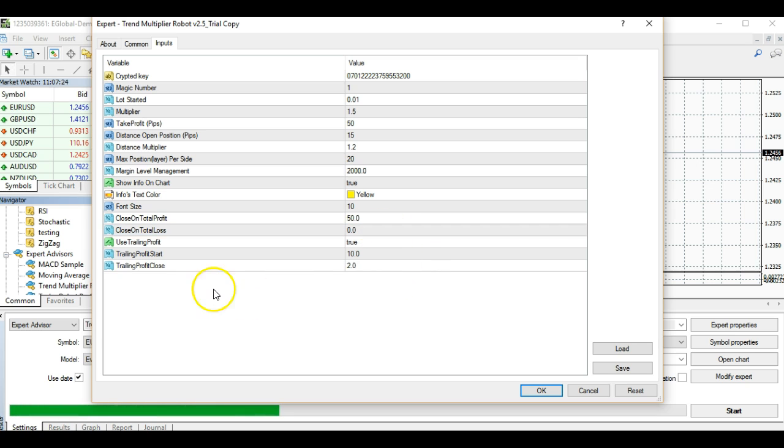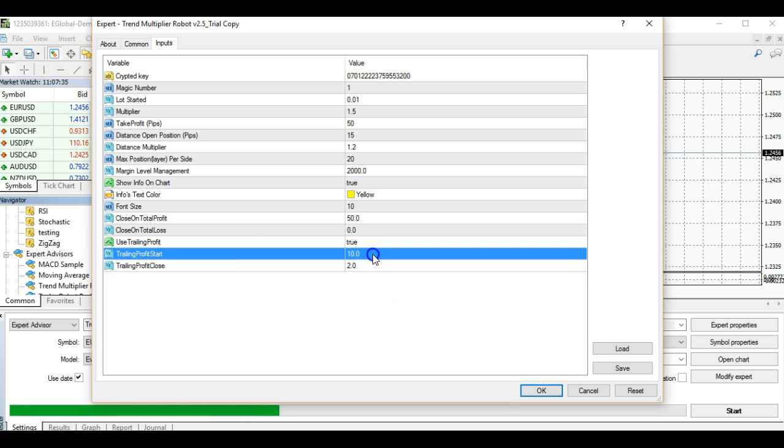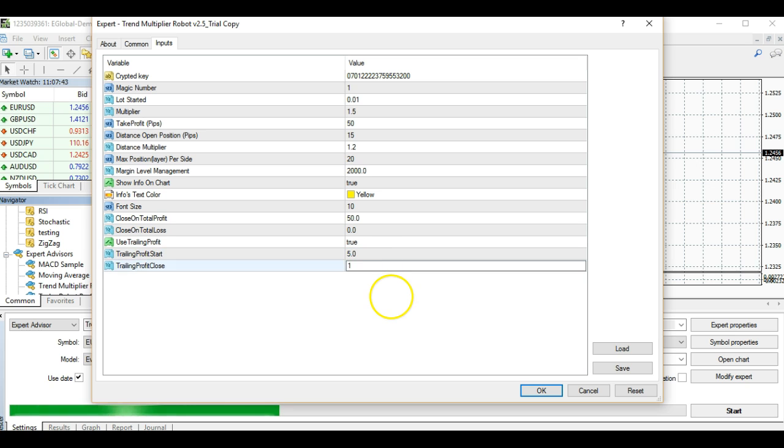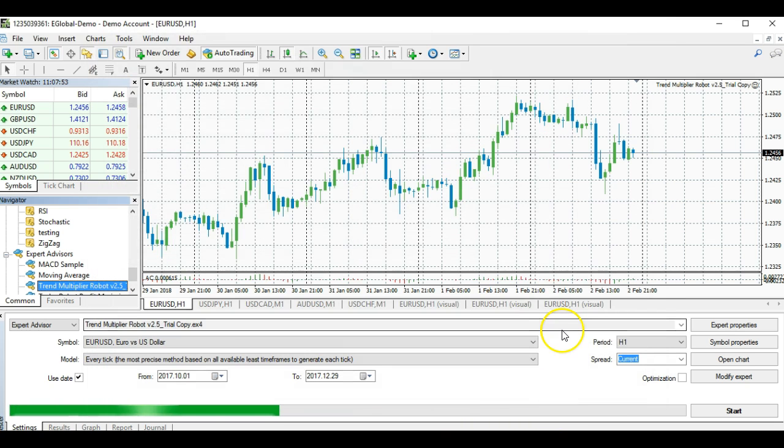All right, so my trailing profit may be 10, and then I close it to 2. All right, 2 means if it goes further down after that, it will be closed on that mode. Okay, so maybe I will put it like 5. I want that very easy to close. All right. Okay, so all the settings are good, and make sure this one is true. Okay, and then I will click OK.